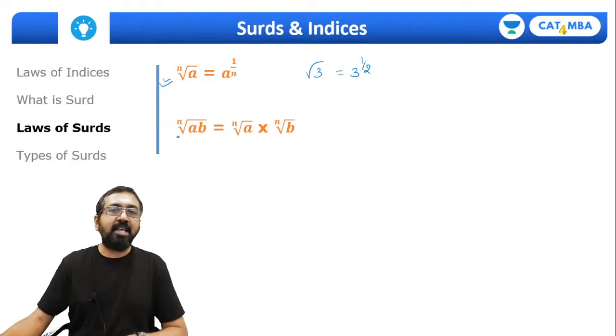Now the second rule says that nth root of a into b is equal to nth root of a into nth root of b. Let me give you an example.